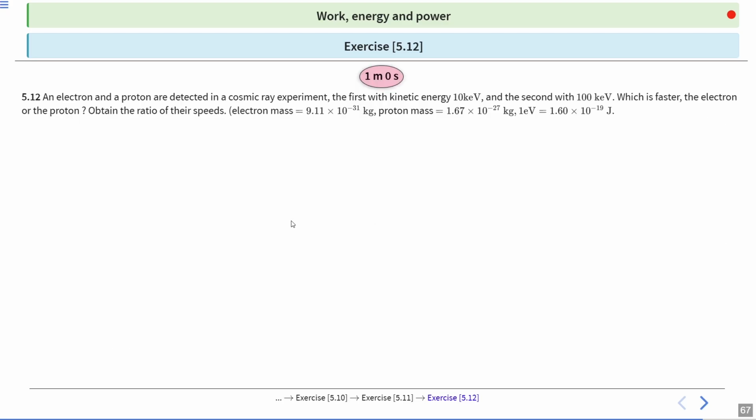An electron and a proton are detected in a cosmic rays experiment, the first with a kinetic energy 10 kilo electron volt and the second with 100 kilo electron volt. Which is faster, the electron or proton? Obtain the ratio of their speeds. Electron mass is given, that is 9.11 into 10 raised to the power minus 31 kg. Proton mass is 1.67 into 10 raised to the power minus 27 kg, and 1 electron volt is equal to 1.60 into 10 raised to the power minus 19 joule. So please think about it.